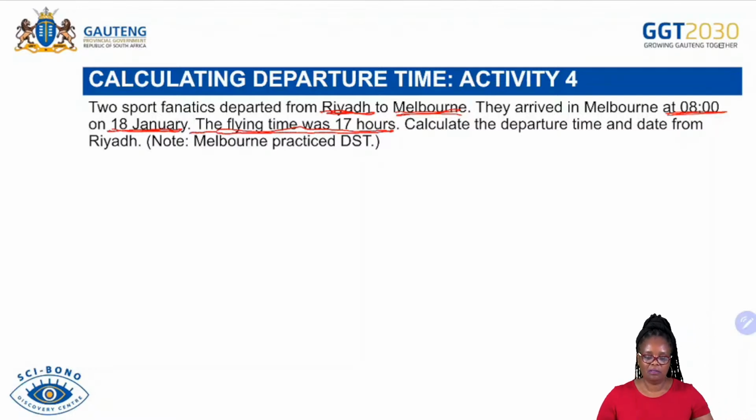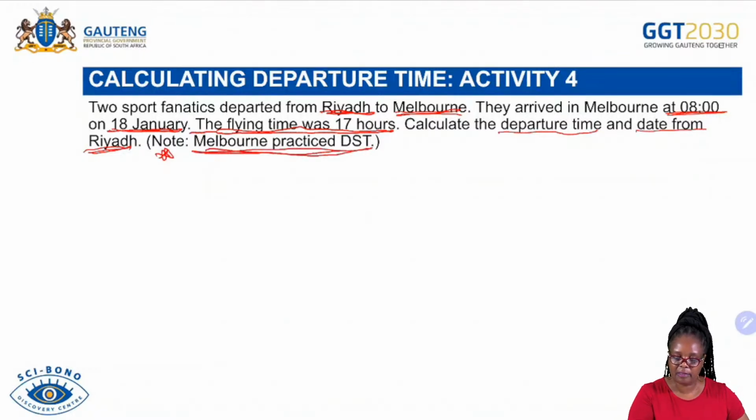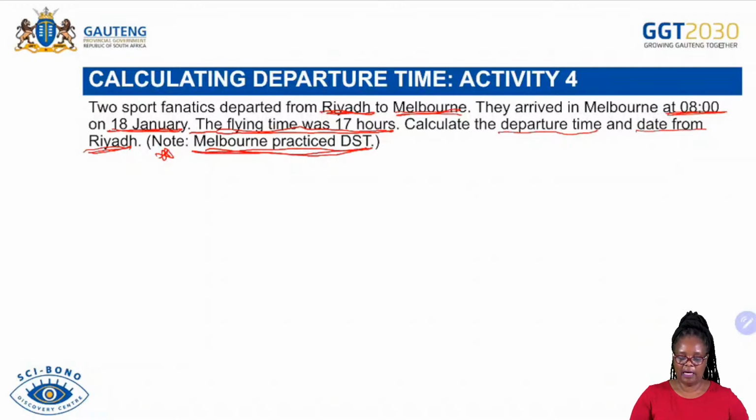Already we know what we are going to work with. Here's the question. A, calculate the departure time and date from Riyadh. And B, note Melbourne practices DST. So this is what we are supposed to do: the departure time. So remember what you're supposed to do when you calculate the departure time.